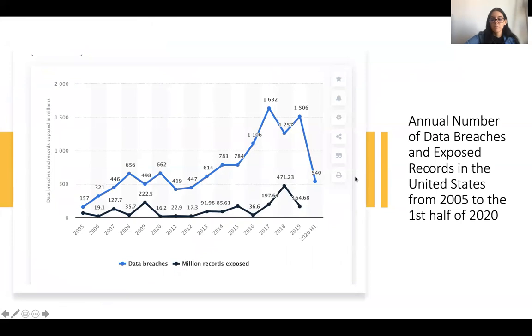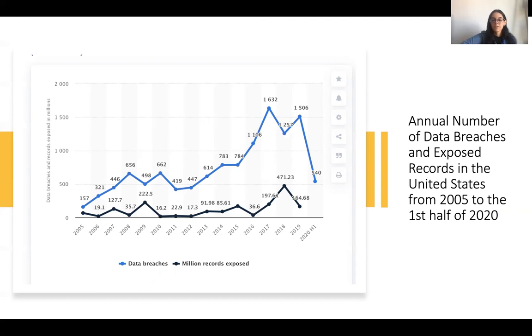So I found these statistics from Statista, sorry about that, English is hard, to show the annual number of data breaches and exposed records in the United States from 2005 all the way to the first half of 2020. In 2019, the US faced 1,473 data breaches with over 164.68 million sensitive records exposed. In the first half of 2020, there were 540 reported data breaches, and I'm very curious to see how that number shifts by the end of the year, and the number of exposed records that are reported.